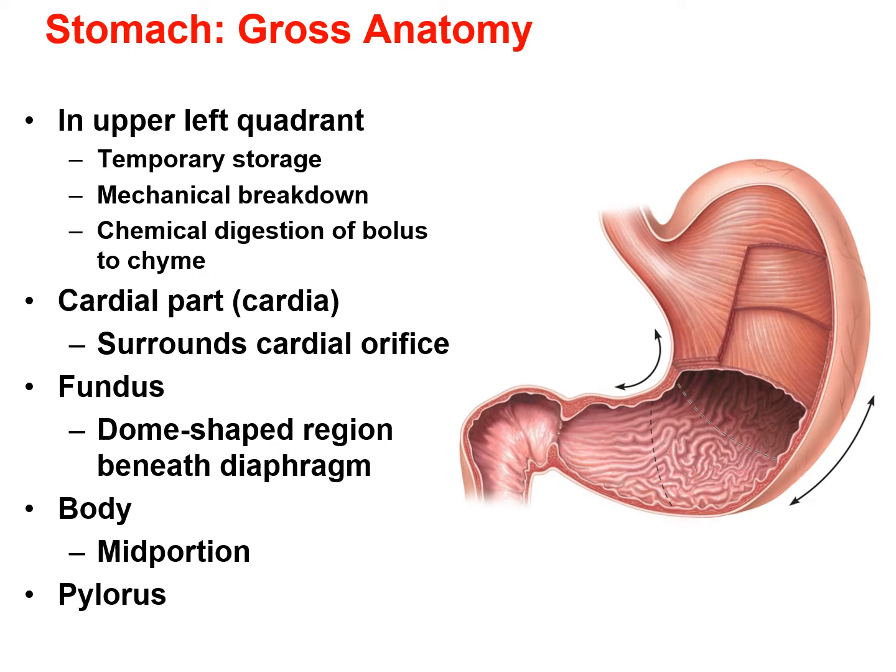The next portion of the alimentary canal is the stomach. The stomach is just an inflated portion of your alimentary canal with some specializations. It's located in your upper left quadrant, so if you think of drawing a T on your abdomen, your stomach would be located in the upper left portion, tucked under your ribs.